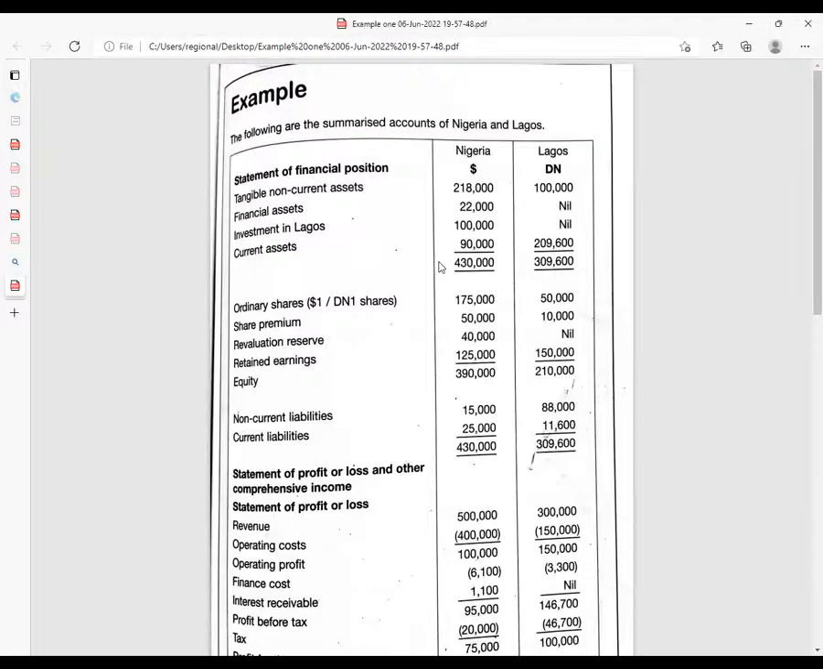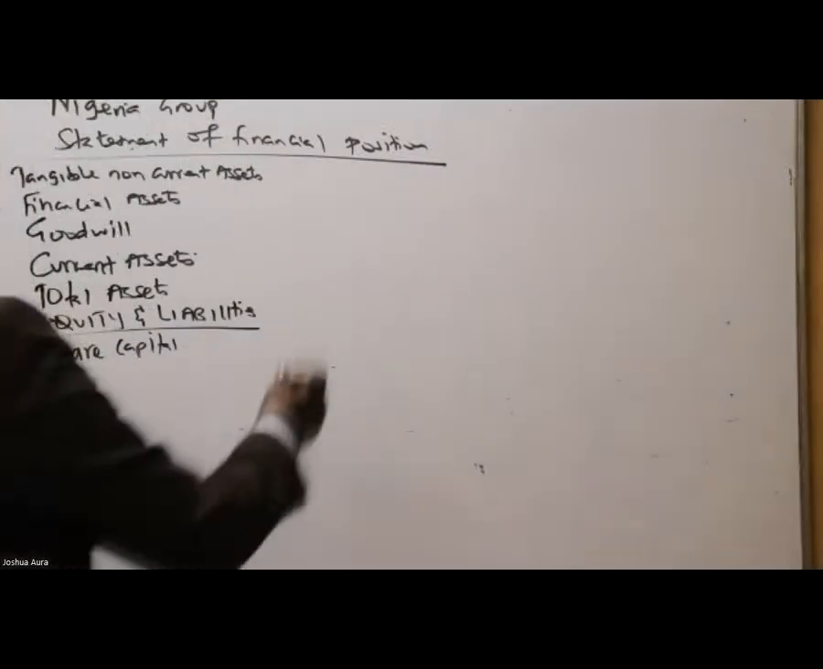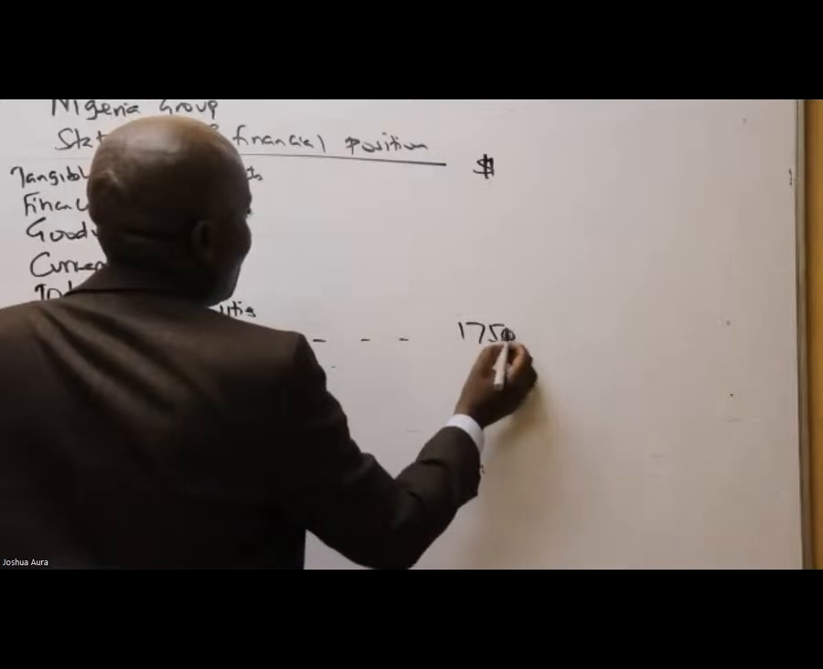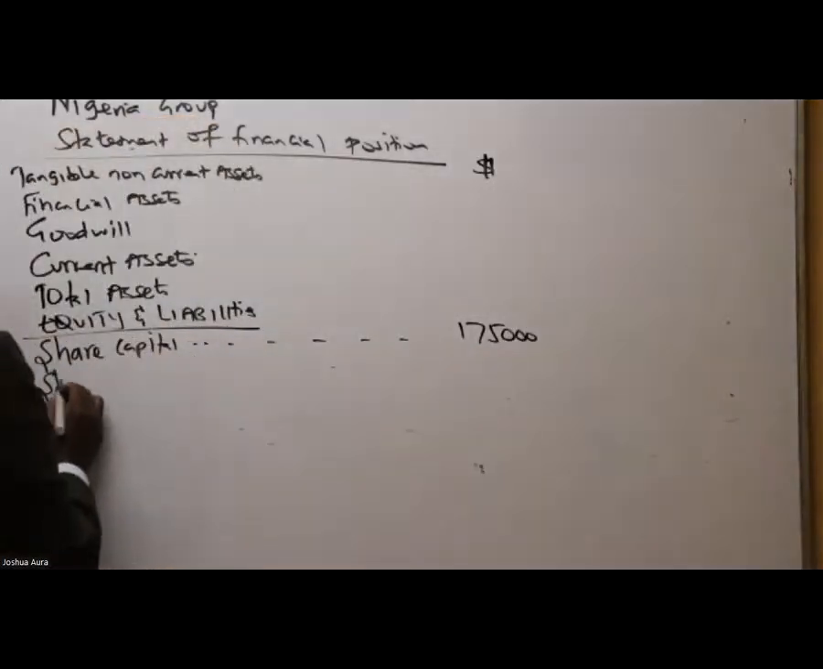What do you know about share capital, my good students? You only pick one. These are free marks that I'm talking about. Share capital, we always pick one, right? Thank you very much. So for share capital, you always pick the one of the parent. You ignore the one of the subsidiary. So for share capital, I'll simply pick here 175,000.